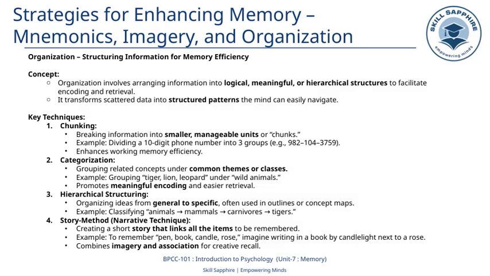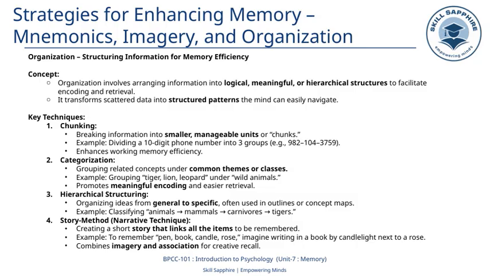Now, one of the main techniques is chunking. This means breaking down large pieces of information into smaller, manageable units or chunks. For example, when trying to remember a 10-digit phone number, we naturally split it into 3 groups like 982, 104, 3759. This method boosts our working memory efficiency because smaller chunks are easier to hold and process.